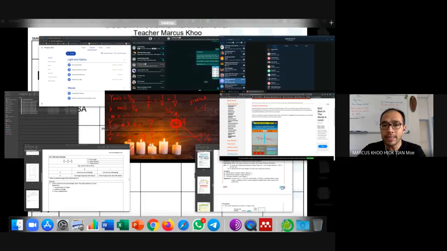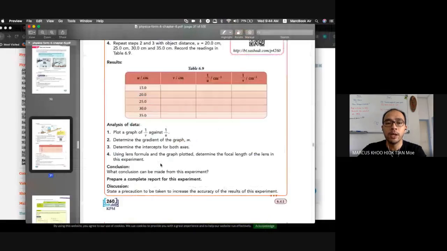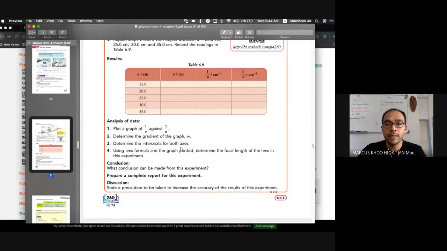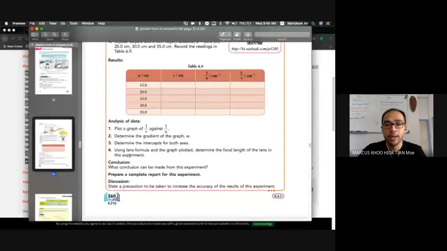But let's say after you draw the graph and everything, you find that from the gradient and the intercept that you calculated, your f is not 18.8. Let's say after you calculate, you get 16.8. For example. The original from the virtual is 18.8, but when you calculate from the graph, you get 16.8.